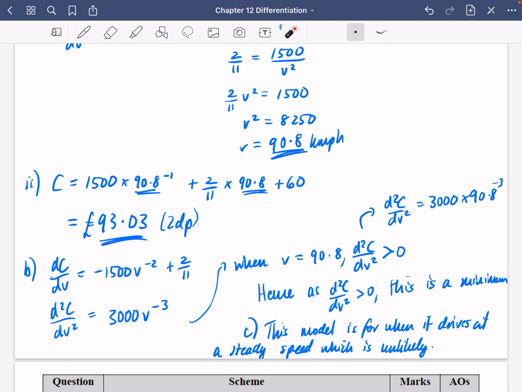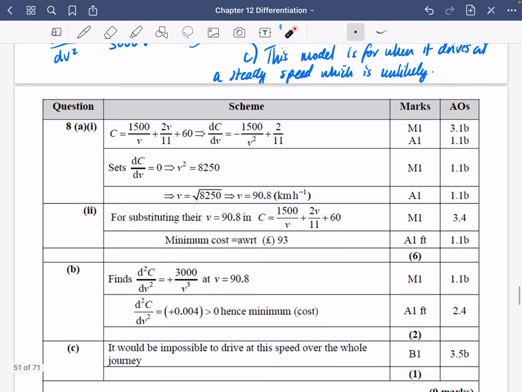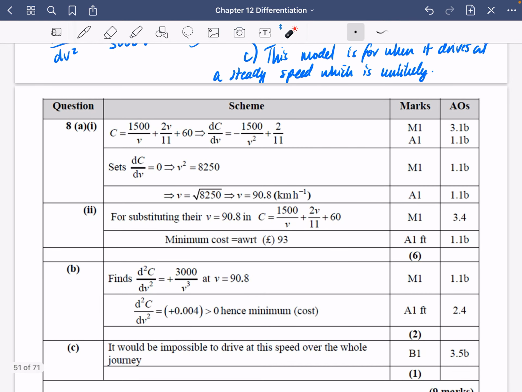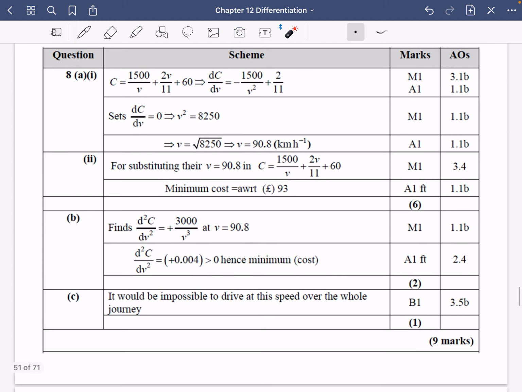So let's have a look at the mark scheme and see that we got all of these bits correct. So we got 90.8 kilometers per hour. We got 93 pounds, or answers which round to 93 pounds. We've got the second derivative, and we just need to say that it's greater than zero. You didn't even need to necessarily find this value here, but you do need to have that sentence to say that. And I've said it would be impossible to drive at this speed over the whole journey, which is the same. This model is when it drives at a steady speed, which is unlikely.